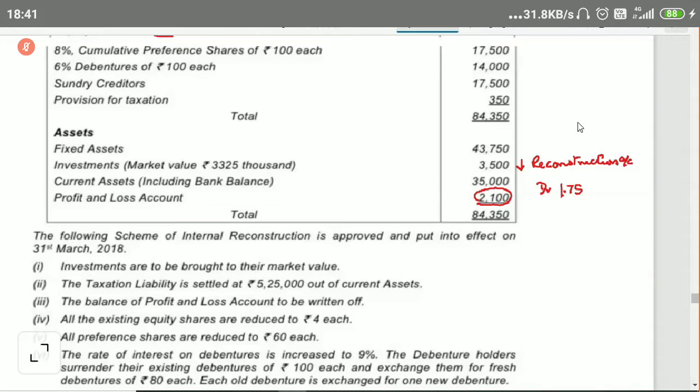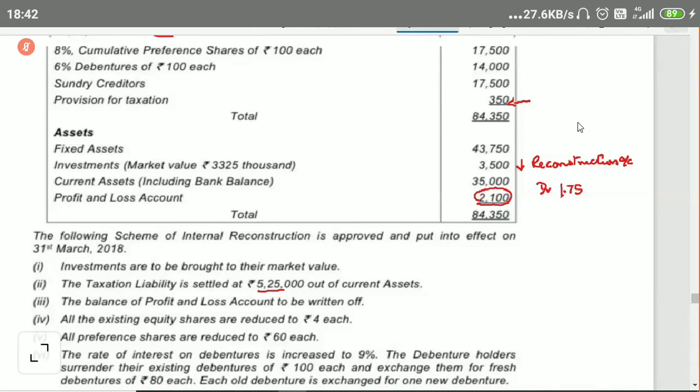And in the new balance sheet, the investment will come at 33.25 lakhs. The taxation liability is settled at 5 lakhs 25,000. But how much provision have we made? We have made a provision of only 3 lakhs 50,000. So there is a loss. We thought we have to pay tax of 3 lakhs 50,000, but the ITO has given a demand notice, settled at 5 lakhs 25,000. So how much more is our loss, guys? Here also 1 lakh 75,000.